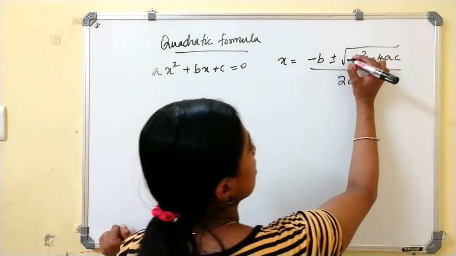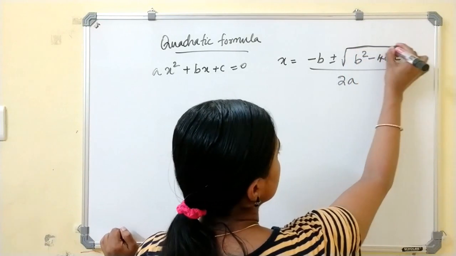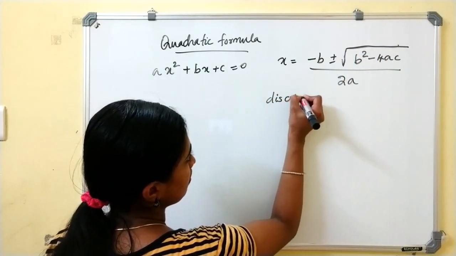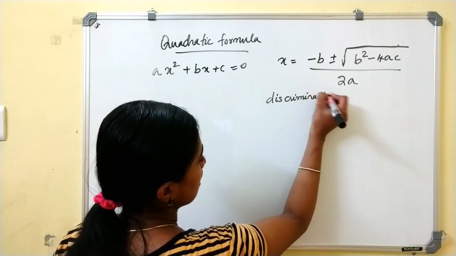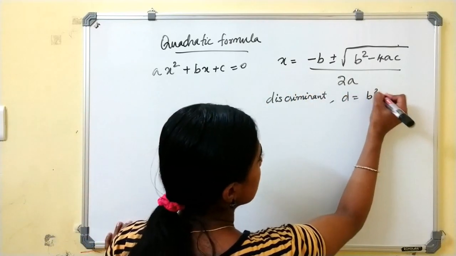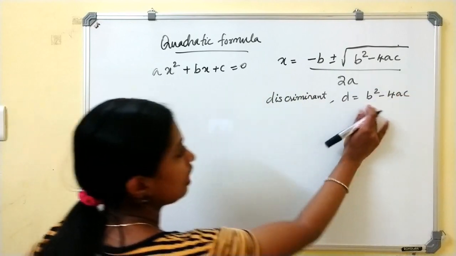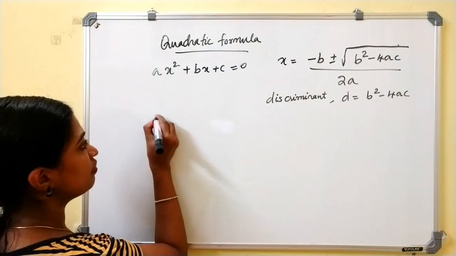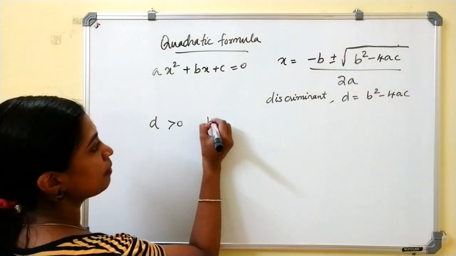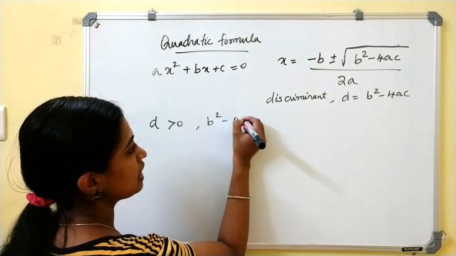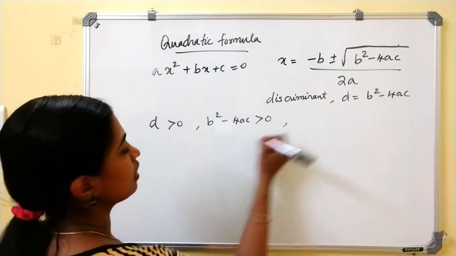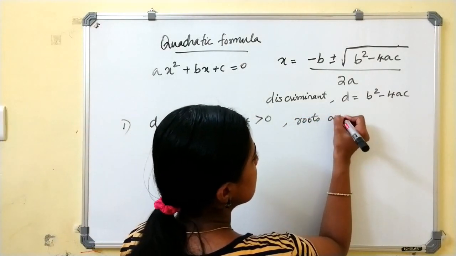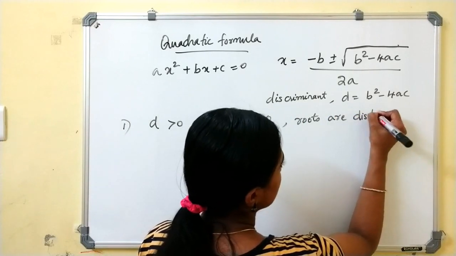And here the value that is within the root is called the discriminant. And discriminant D is equal to b square minus 4ac. Depending on the value of the discriminant, there are 4 main cases. If D is greater than 0, that is, b square minus 4ac is greater than 0, then the roots are distinct and real.